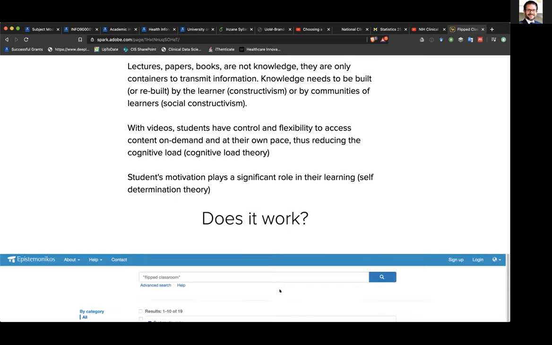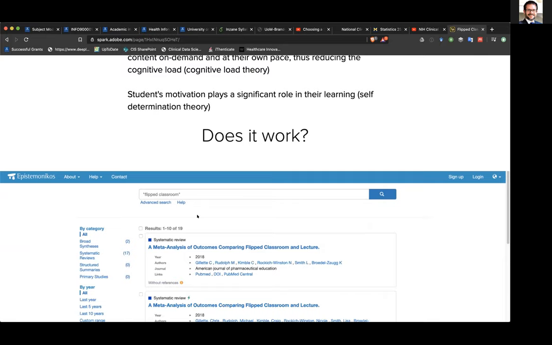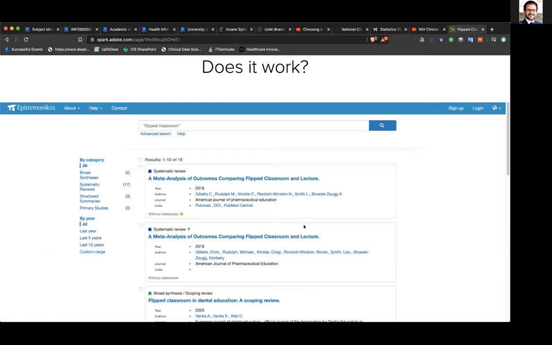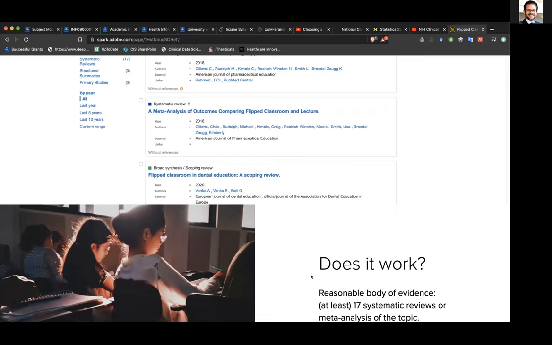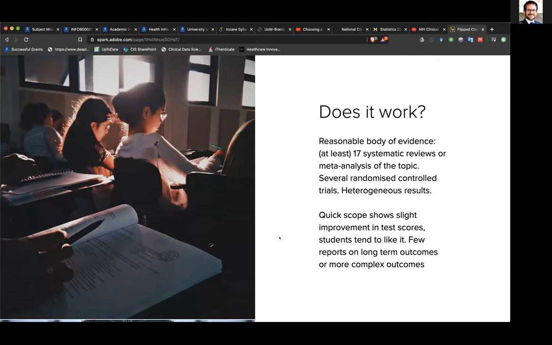Then, I'm obsessed with evidence supporting whether things work or not. So I ran a search in this database. It's focused on healthcare, but it's a database of systematic reviews, and there are at least 17 systematic reviews and two broad syntheses of flipping the classroom in healthcare. And I did a quick scan of this literature. There's a reasonable body of evidence, as I mentioned, several randomized controlled trials. I would say that results are still heterogeneous. You know, there are different methods of assessing the effectiveness and so on. Most of the studies measure effectiveness in terms of scores at the end of the course.